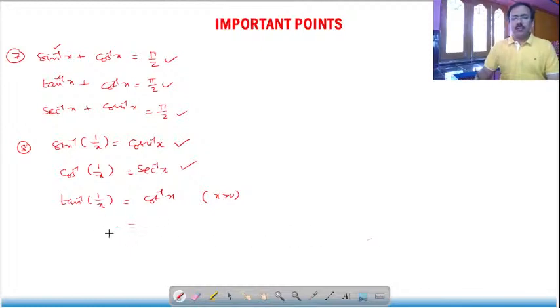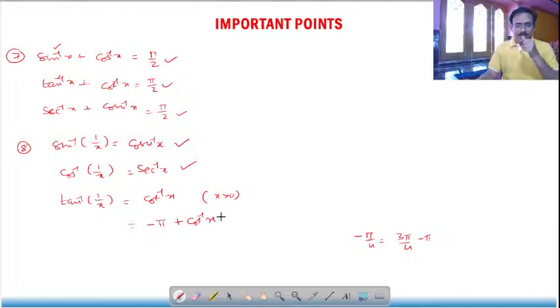Just to recall, put x equal to minus 1. Tan inverse minus 1 is minus pi by 4. Cot inverse minus 1 is 3 pi by 4. So you have to write minus pi to equate. So minus pi plus cot inverse x. Yes, friends. So this is another important point. After these points, dear students, we are done with the major part of this.